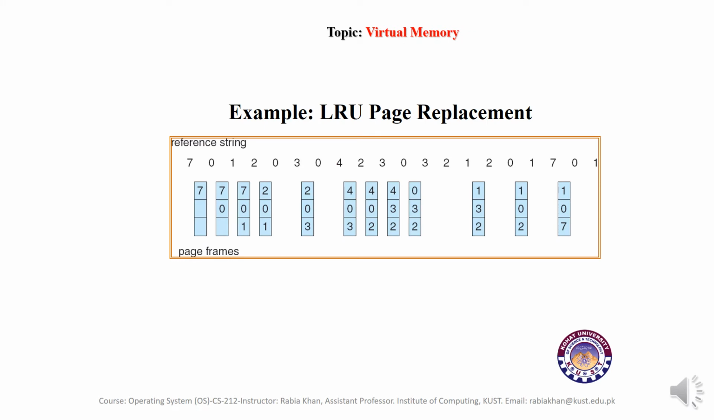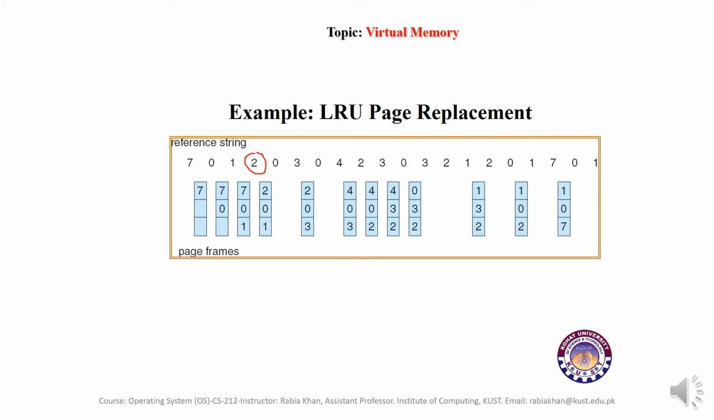Another example for least recently used is in front of you for your better understanding. As you can see, first 3 pages are loaded in the 3 frames here. So next reference page is page number 2. Since page number 2 is not already present, we have to create space for it, and for this we have to make a look back.